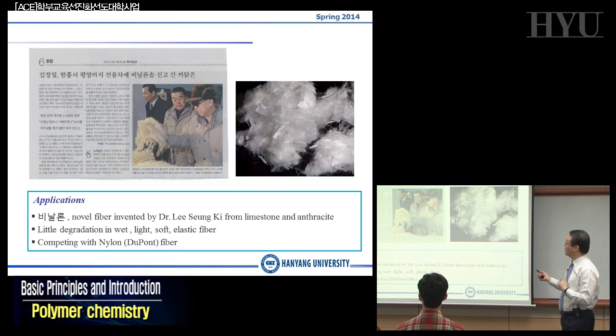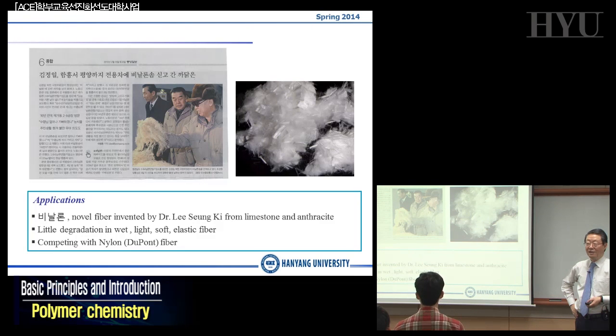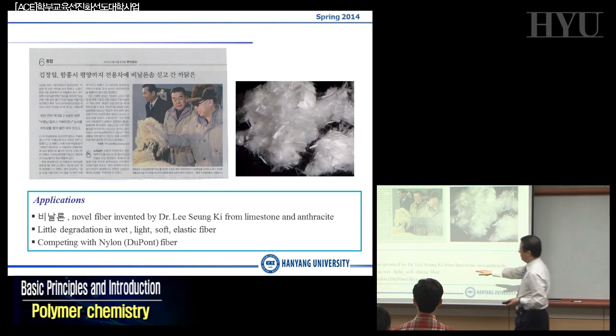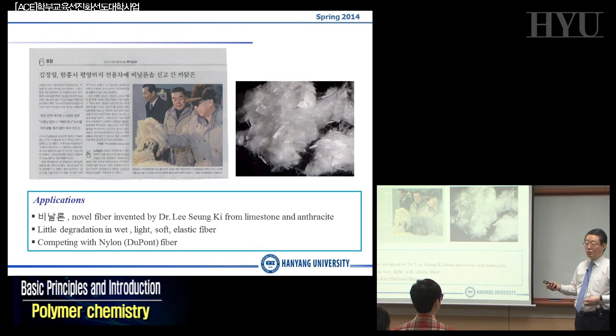Actually, this vinalon was first made in 1936 in Japan, at Kyoto University. Professor Sakurada and Dr. Lee Seung-gi. At the time, he was a student of Professor Sakurada, and those two made polyvinyl alcohol polymer for the first time in the world. 1936, about 80 years ago.